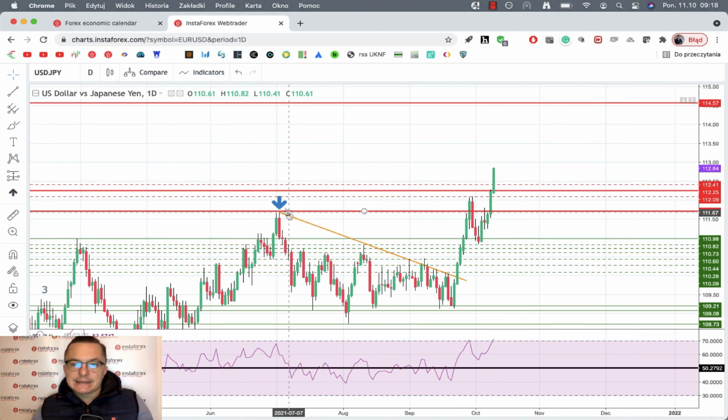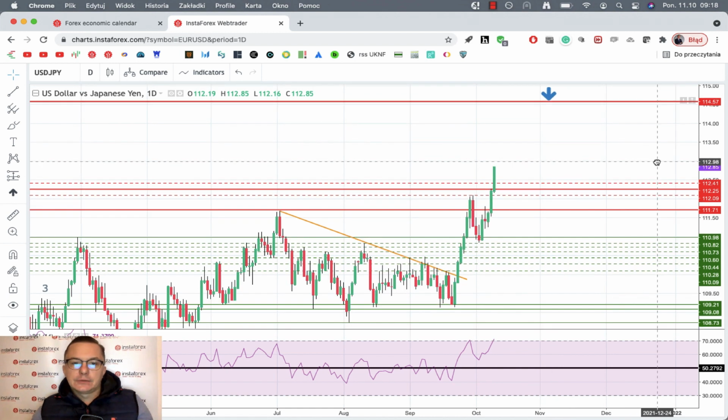The next target, as I said before, is 114.57. That's the next target on the US dollar to Japanese yen. We already got 112.85, so that's not even 200 pips to the next target. So please keep an eye on the US dollar to Japanese yen. We are in a bullish trend right now on the daily time frame chart.